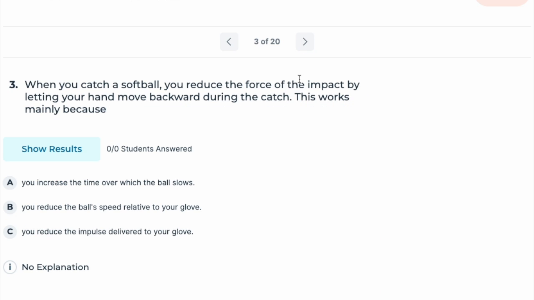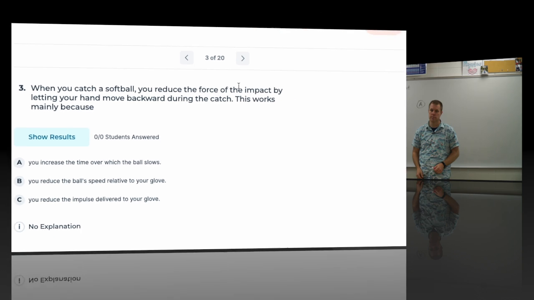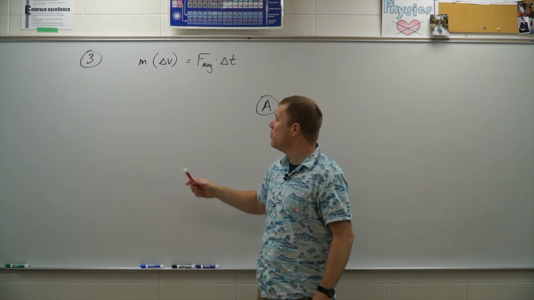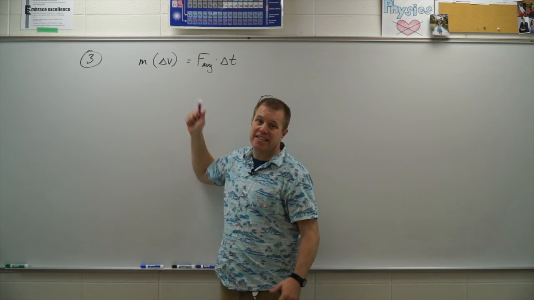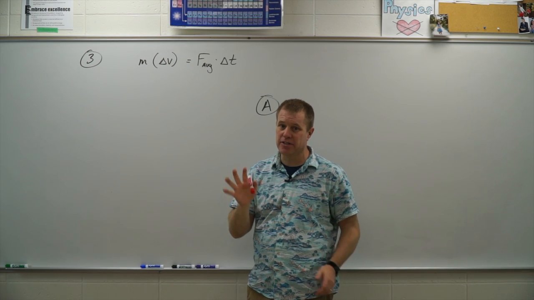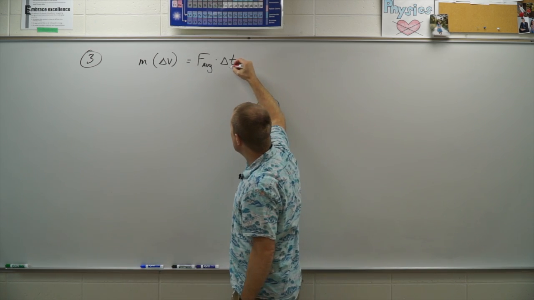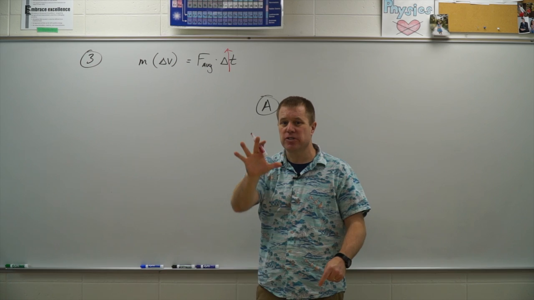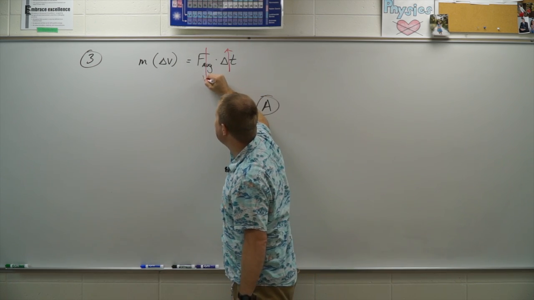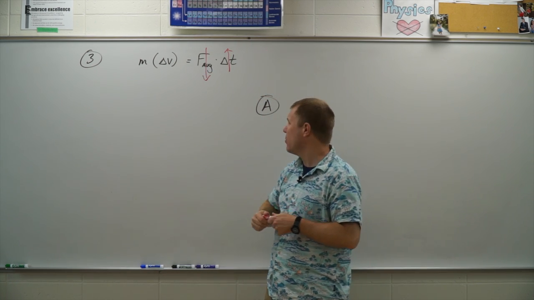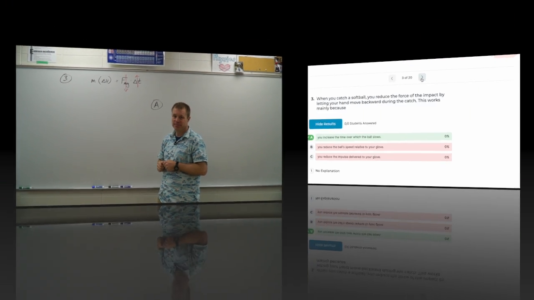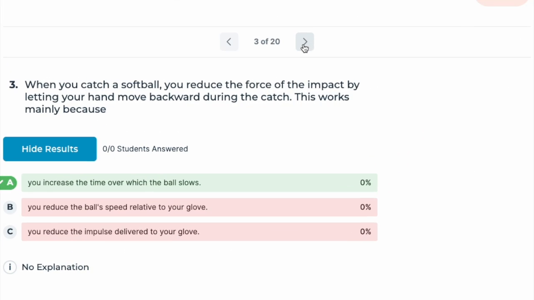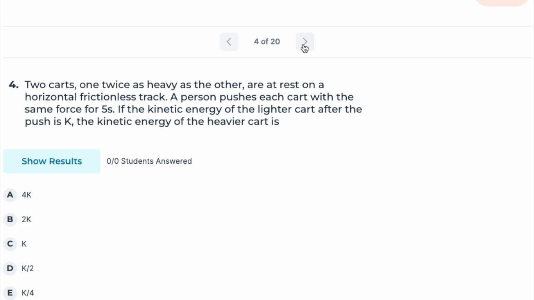When you catch a softball, you reduce the force of impact by letting your hand move backwards during the catch. This works mainly because... All right, when you're catching that baseball, same mass, same change in velocity. You're bringing it to a stop. By increasing the time over which you stop, by giving with it like that, you are decreasing that force. So A is the correct answer there. Yes, A, you increase the time over which the ball slows.